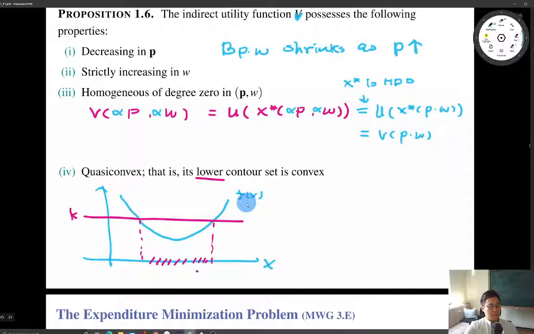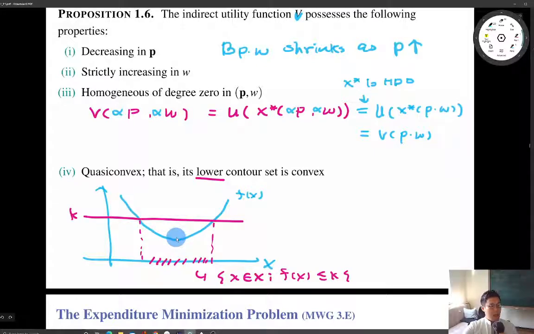So this is a set of x such that function f takes a smaller value, that is, smaller than or equal to k. And that is convex if the function is quasi-convex like this. Its geometric interpretation is that a quasi-concave function has at most one single peak, and a quasi-convex function has a single valley like this.